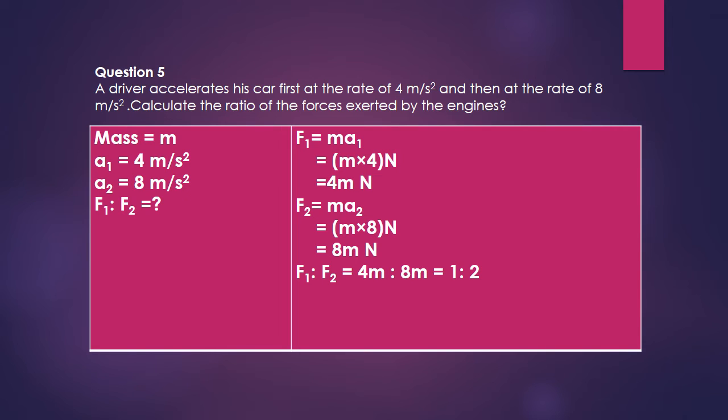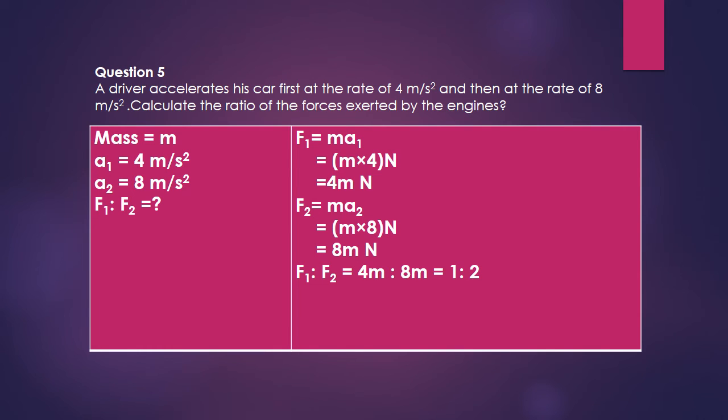So the ratio F1 is to F2 equals 4m is to 8m. So m and m will be cut off. Now 4 and 8 are both multiples of 4: 4 1s are 4, 4 2s are 8. In the simplest form, it becomes 1 is to 2. So that is the answer. The ratio of the forces exerted in the first and second scenario is 1 is to 2.